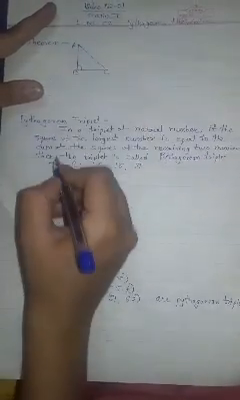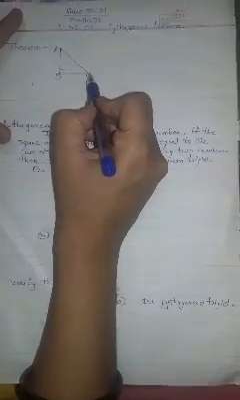This is a right angle triangle, as you know. This is triangle ABC and the angle B is 90 degrees. So in a right angle triangle, the side opposite the 90 degree angle is the hypotenuse. So in this figure, AC is the hypotenuse.